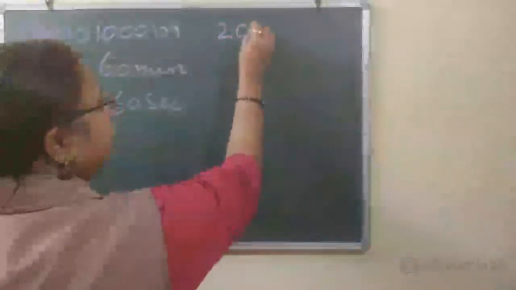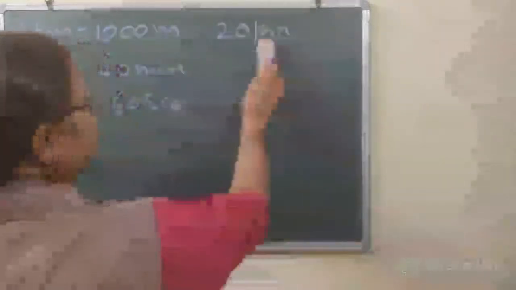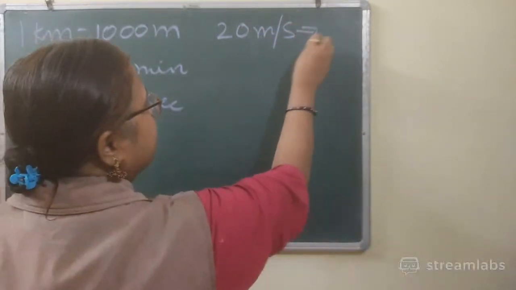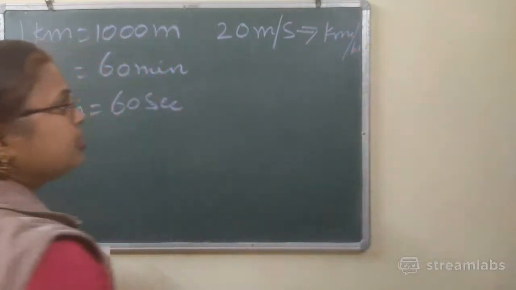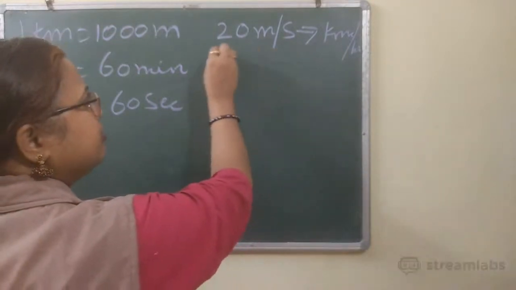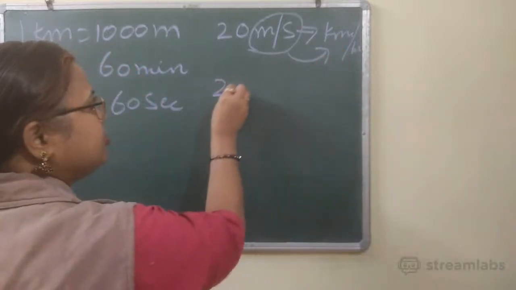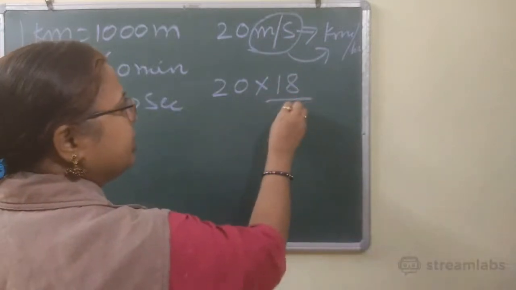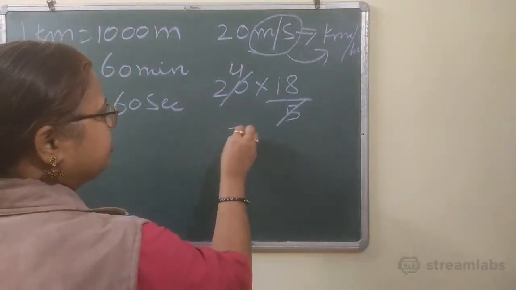Clear? So suppose it is given 20 meter per second. This you have to convert into kilometer per hour. How will you convert? So remember, when you have to convert meter per second into kilometer per hour, what do we do? We multiply the given number with 18 by 5. Okay? And so cancel it. 5 4s are 20.